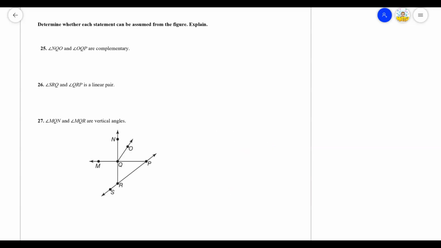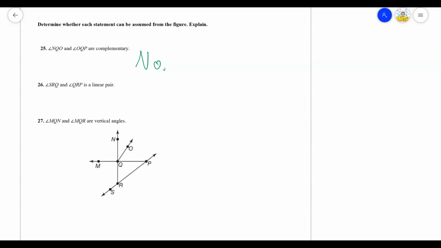So NQO and OQP, NQO is here, and OQP is here. And again, the picture is drawn in such a way that those lines look perpendicular, but we're not going to assume that. So can we assume that those two angles add up to 90 degrees? Yes or no? So hopefully you said no. There's nothing here. They didn't tell us anything about perpendicular lines. They didn't tell us we had 90-degree angles, so we don't know that they add up to 90, even if they look like they do. Even if it looks perpendicular, we can't assume that.